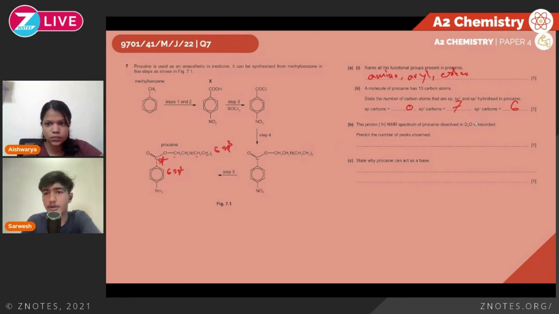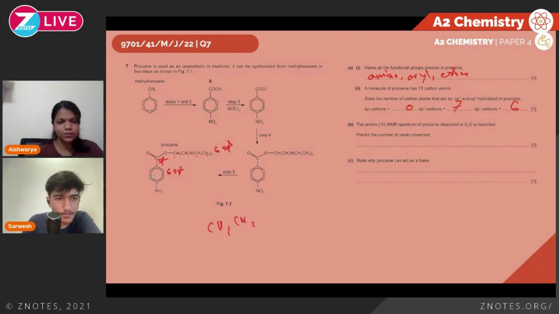The proton NMR of procaine dissolved in D2O is recorded. Predict the number of peaks observed. So the number of peaks observed would be one peak, two peaks, three, four. Okay, so all of these are equivalent. CH2, CH2. You've got no hydrogens over here, no hydrogens over here. And these are equivalent, so one peak, two peaks. So two peaks over here. And let's talk about these. So in total, you'll have 6 proton NMR peaks.